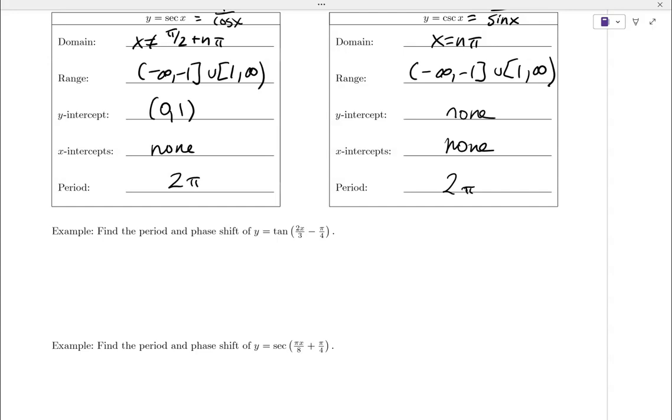You're going to do the exact same thing here, but I just need to make sure I use the correct period. What's the period for tangent? Pi, not 2 pi, right? So in this case, if you want to find the period, we'll do pi divided by 2/3, which gives us 3 pi over 2.